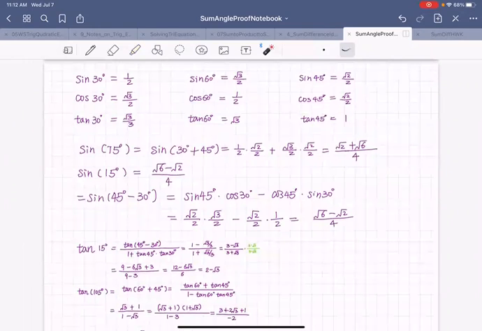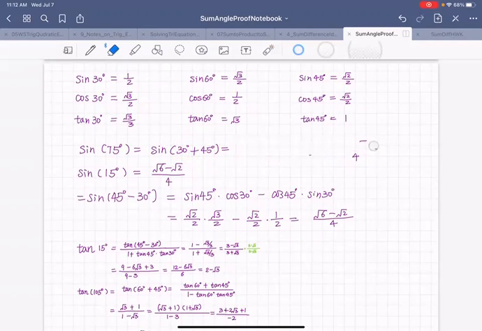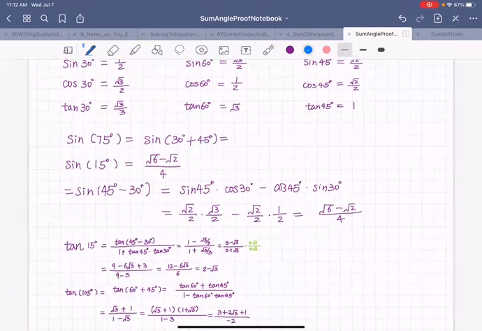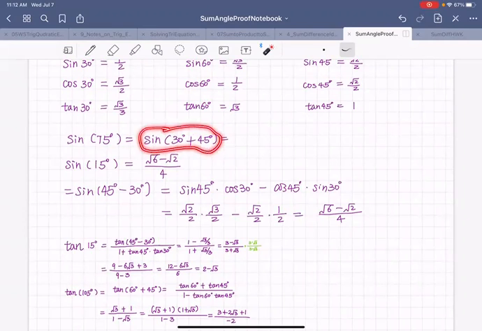Now, what's the reason we want to learn this formula? Look, sine 75 degrees, you don't know how much it is. But we know the 30 degree and 45 degree. Julia, let's try this. Sine 75 equals this. Do you remember that formula? This should equal how much?